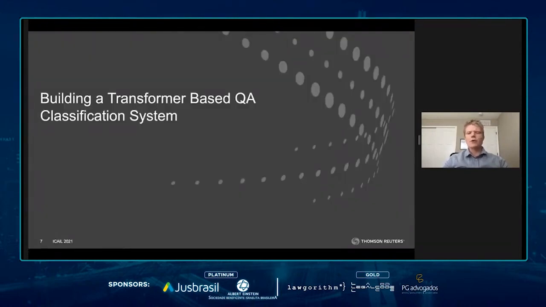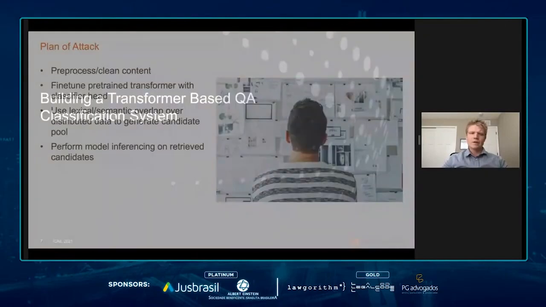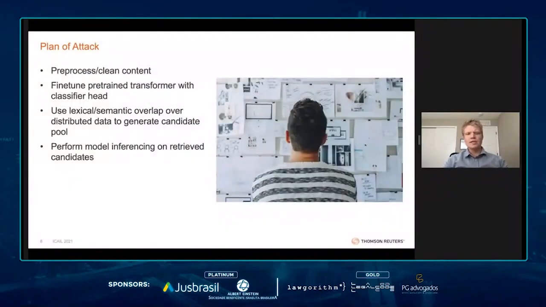So let's talk about how we would build this pipeline. So the plan of attack first, we need to talk about how we would pre-process and clean the content, how we would actually do the fine-tuning of a pre-trained transformer, how we can use a lexical semantic overlap mechanism to have a more fine pool of candidates, and then performing the actual inferencing on the retrieved candidates.